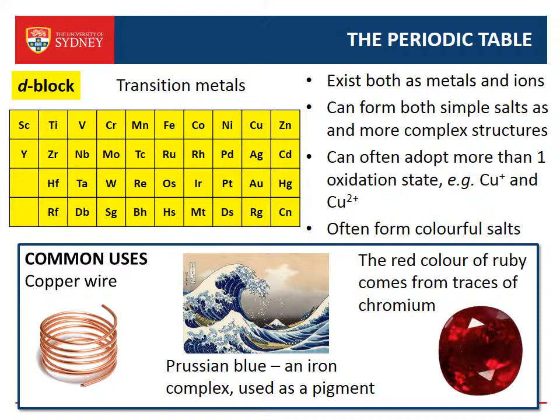Transition metals have a number of different uses. Elemental transition metals have very good conductivity and malleability, so they are used in electric wiring, such as this copper wire. One particular iron complex called Prussian blue has a very vivid blue colour, so it is used as a pigment in paintings. In nature, transition metals are responsible for the colour of gems. For example, the red colour of ruby comes from traces of chromium.